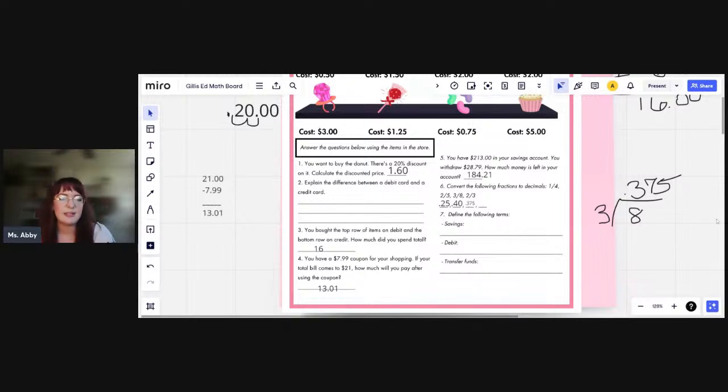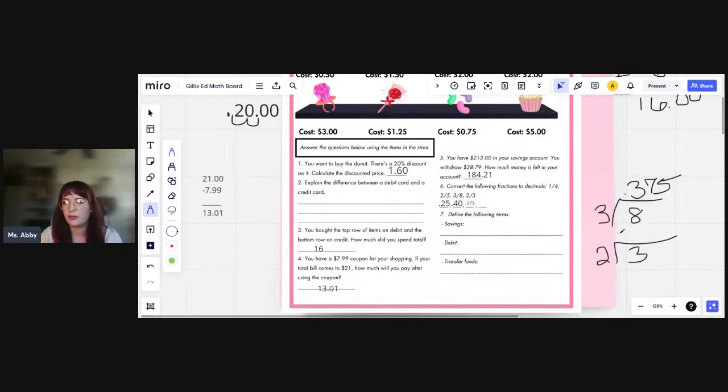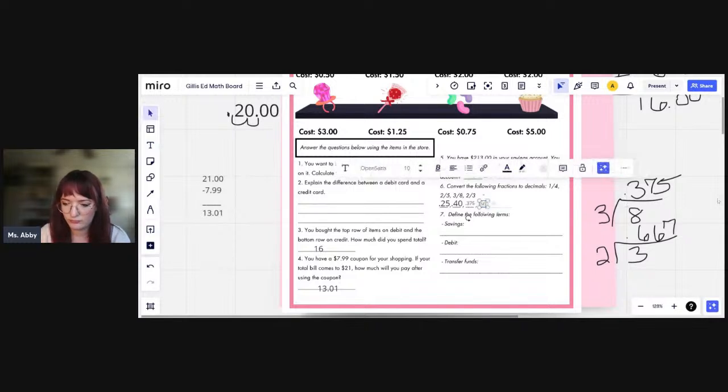And then the last one is 2/3. So you're going to take 2 and divide it by 3. And for that one, you're going to come out with 0.667 once you divide 2 by 3.